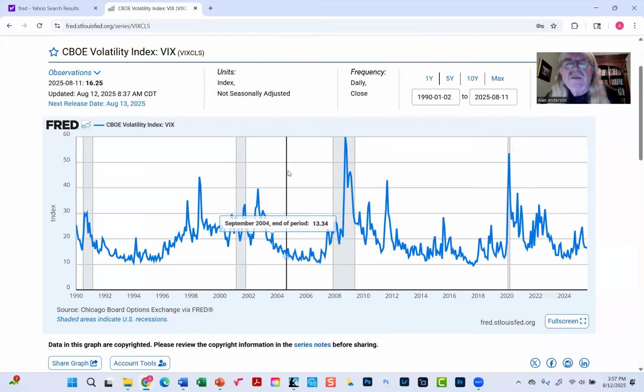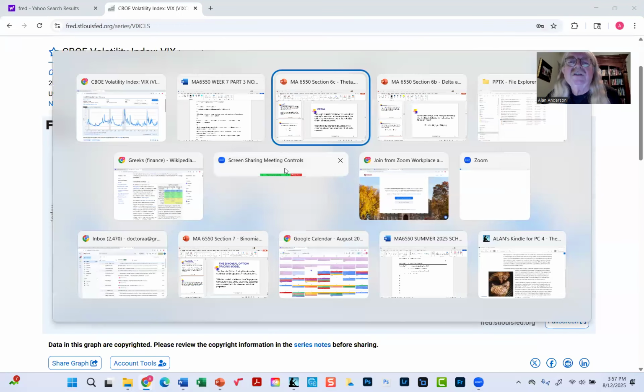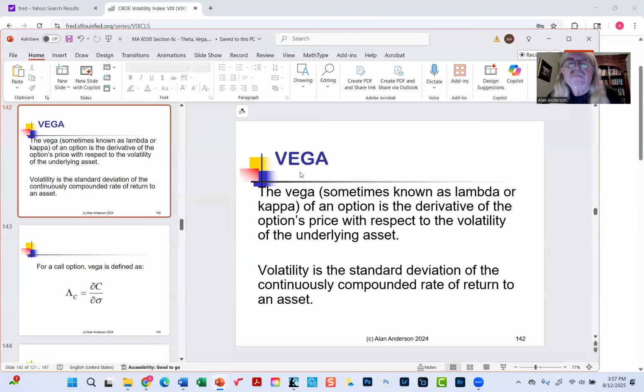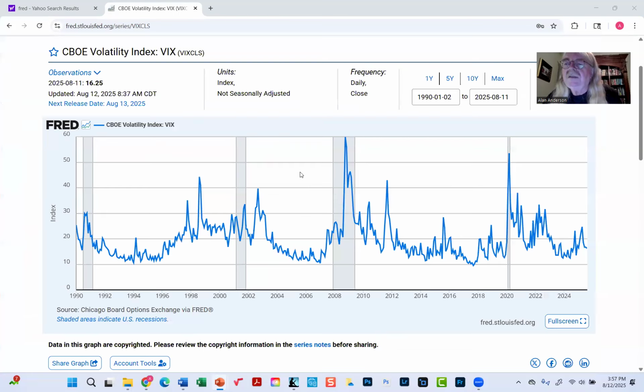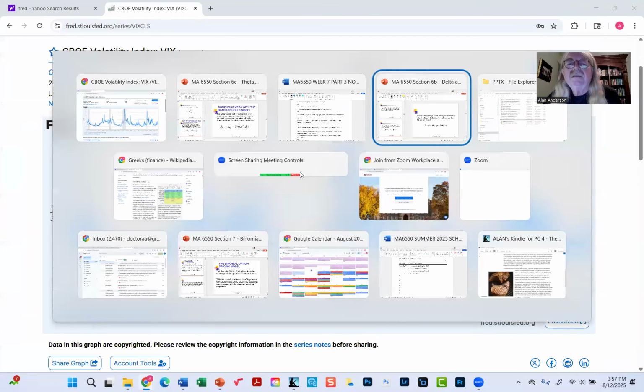Now, here's the interesting part. Well, there's a couple of interesting things here. They're both the same, just like with the gamma. They're both the same.